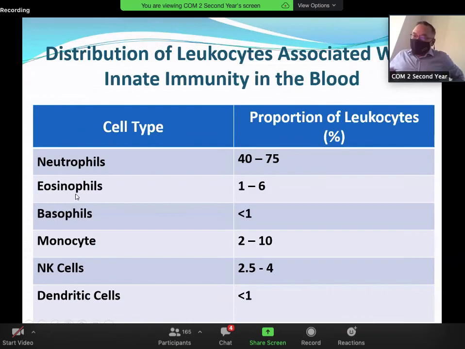Then we also have eosinophils, which I won't talk about until later on in this course, because eosinophils are more specialized with reference to allergic reaction. Basophils are important in terms of the inflammatory response, but for the purposes of this course, the important cells that you learn about are monocytes and dendritic cells.